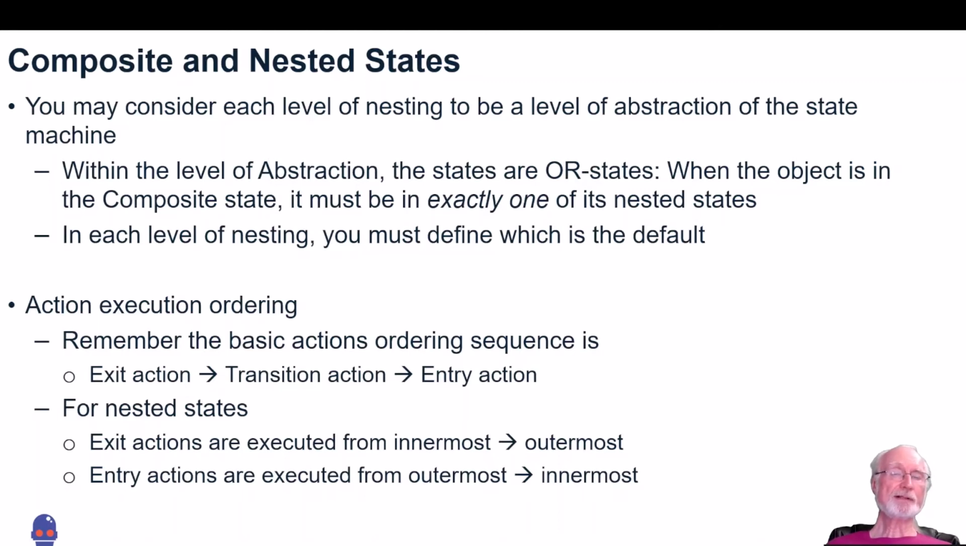Now, UML and SysML state machines allow actions to be placed in various places. You can have exit actions, executed when you leave a state, transition actions when you take a particular transition, or entry actions when you enter into a state. But what does this mean in terms of nested states? When you're going out through a level of nesting, you execute the exit actions from innermost to outermost. When you go in through a level of nesting, you execute the entry actions from outermost to innermost. Let's look at an example.